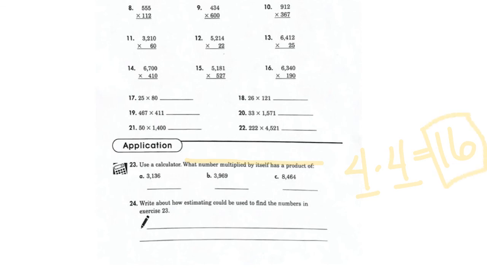On 24, you need to write about how estimating could be used to find the number in answer exercise 23. Just give me a sentence about how you figured out what numbers to multiply together to get your final answer.